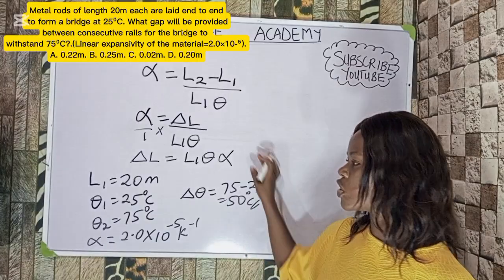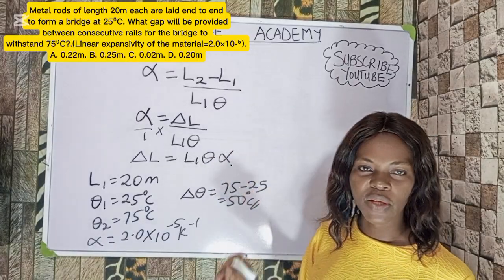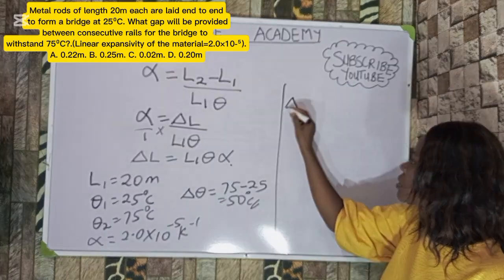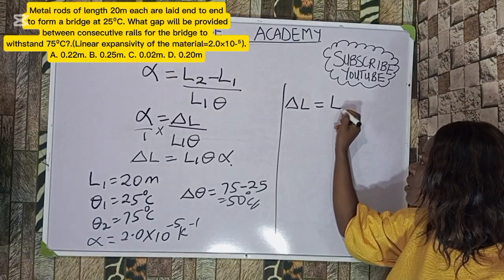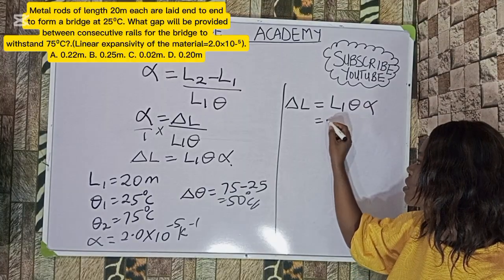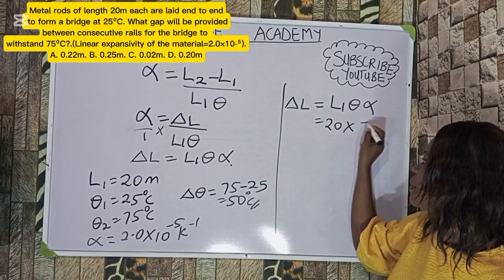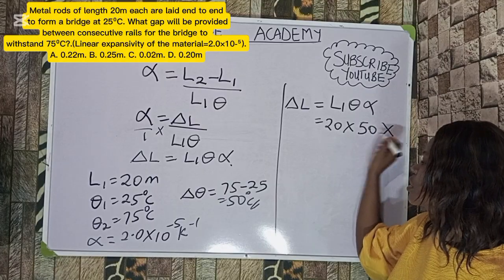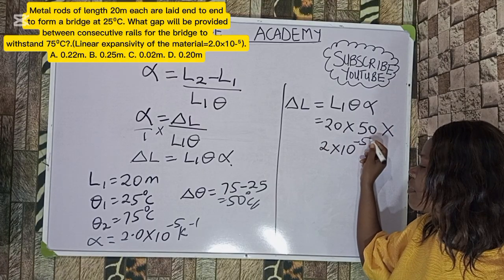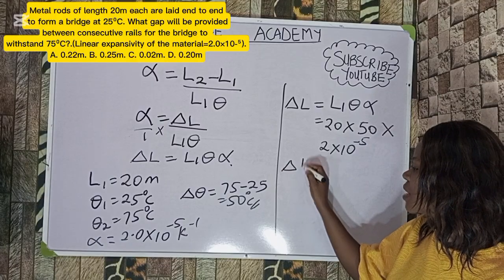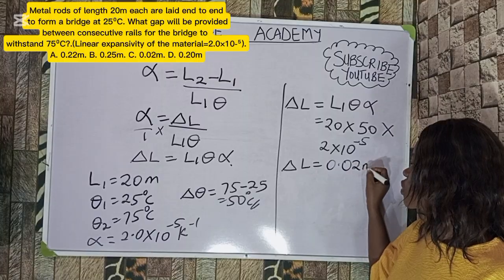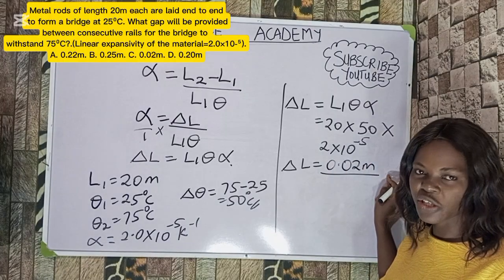So let me substitute by multiplying these three things to get my change in the length. Delta L is equal to L1 theta alpha. My L1 is 20, multiplied by my theta, which is 50, multiplied by my alpha, which is 2 times 10 to the power of minus 5. By the time you multiply, it's going to give us 0.02 meters. So that is the change in the length.